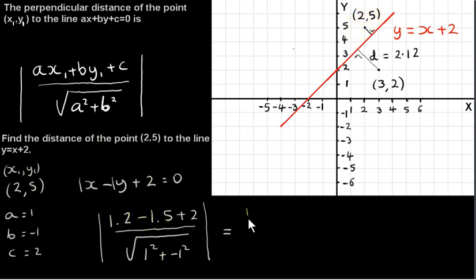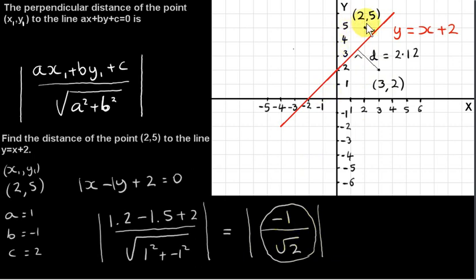So we plug everything in, and on top we get 2 minus 5 is minus 3, minus 3 plus 2 is minus 1, and underneath we get the square root of 2. Notice that this quantity in here is negative, because we're dealing with a point on the other side of the line. The point 3,2 gave us a positive value for this quantity.